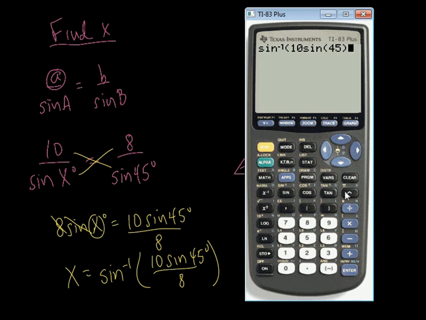Okay, I'm going to close that. Now, yeah, that's fine. So it's 10 sine of 45, what? Divided by 8. Close that parentheses. Do you understand why I close that parentheses? Because that one's this one right here.